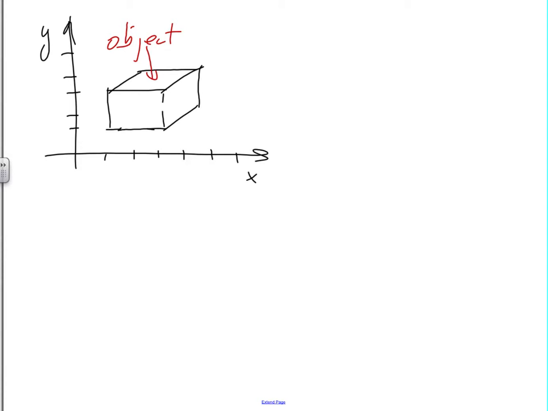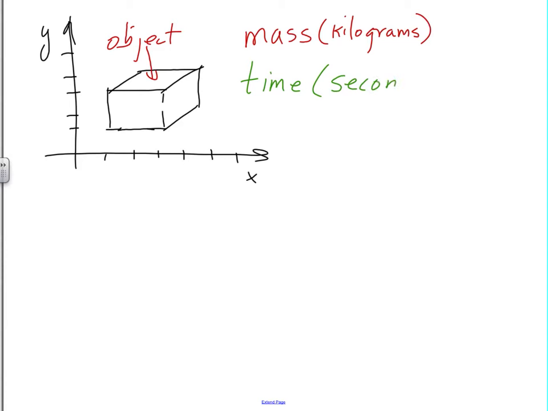We need to come to an agreement about how we're going to define the existence of this object. The first agreement that we have made will be that an object will be quantified in terms of kilograms. The second agreement that we have come to is that time will be defined in terms of seconds. The third agreement that we have is position will be determined in terms of meters.